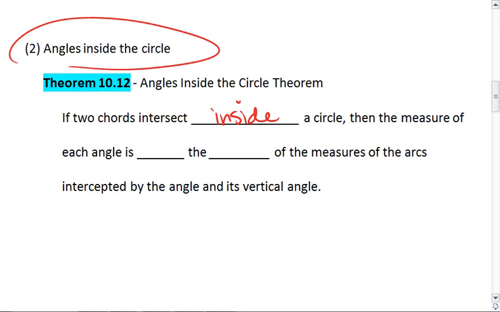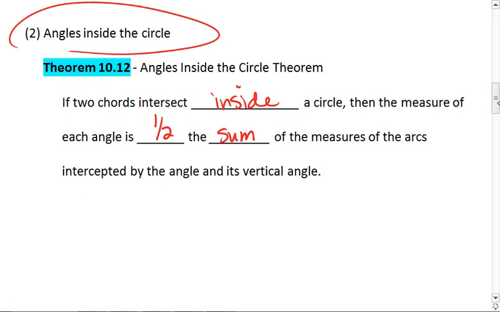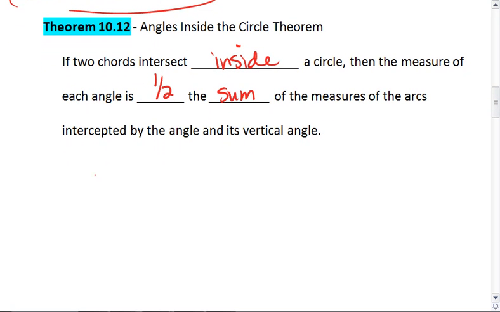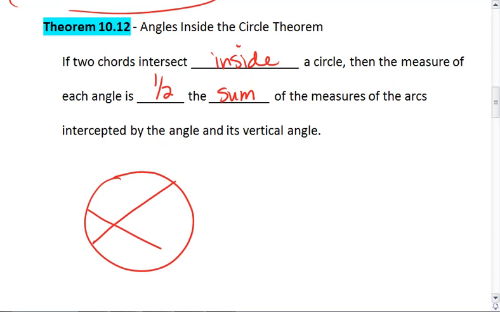the measure of each angle is going to be half the sum of the measures of the arcs intercepted by the angle and its vertical angle. What this means is as follows. If we have a circle, a better drawn circle than that, we have a circle and we have two chords. These do not need to be diameters, they just need to be chords.